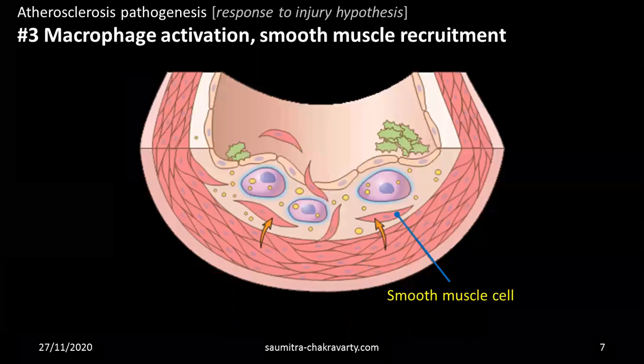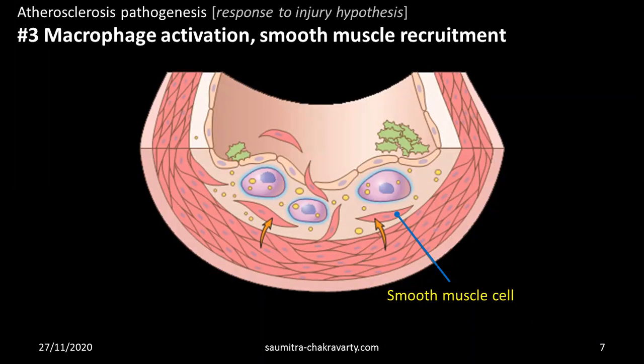After that, a cascade of events follows, like smooth muscle cells, they will also join the party. Now, some of the smooth muscle cells will come from the tunica media layer, immigrating from there, and some of the smooth muscle cells will be transformed. It's called transdifferentiation, transformed from the mononuclear cells that come from the blood.